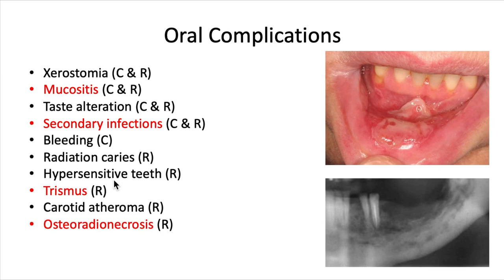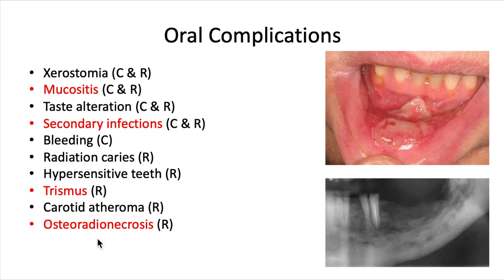Muscle trismus refers to spasm of jaw muscles, making it hard to open the mouth. And radiation can damage the vasculature of those muscles, which leads to trismus. And patients can perform daily stretching exercises and use warm compresses to help with this. Interestingly, patients who receive enough neck irradiation are more likely to develop carotid artery atheromas, also known as calcified atherosclerotic plaques. And finally, we have osteoradionecrosis.